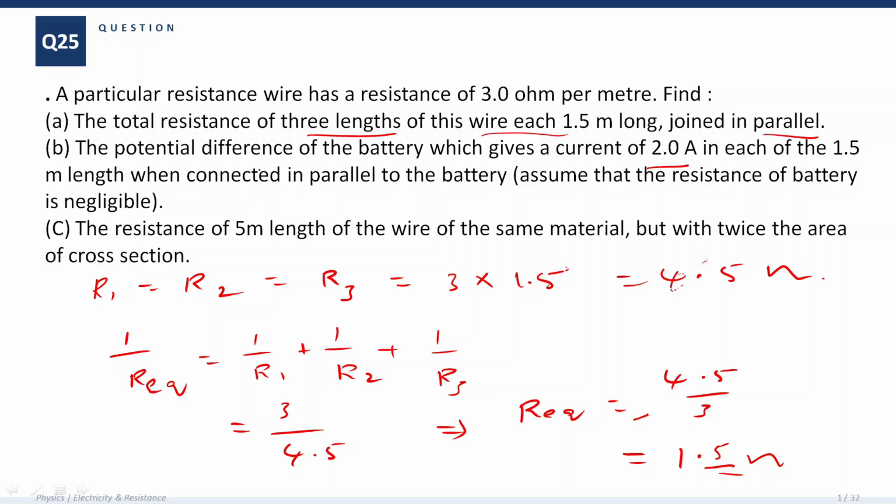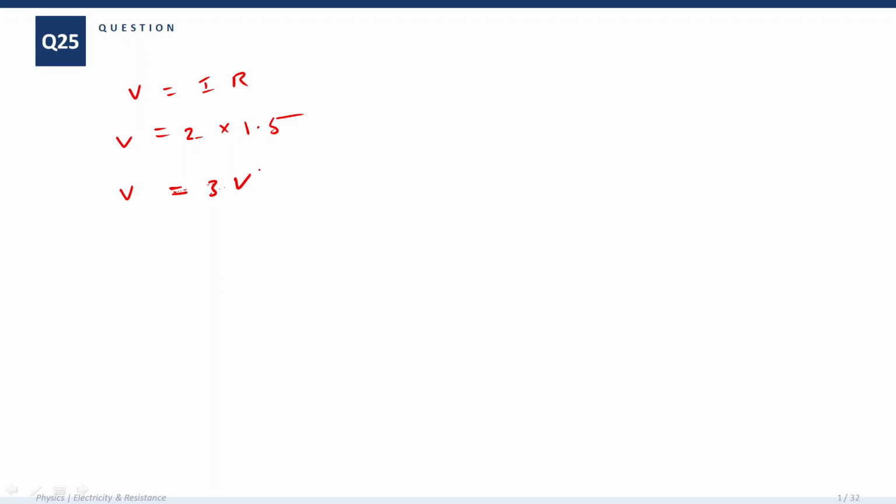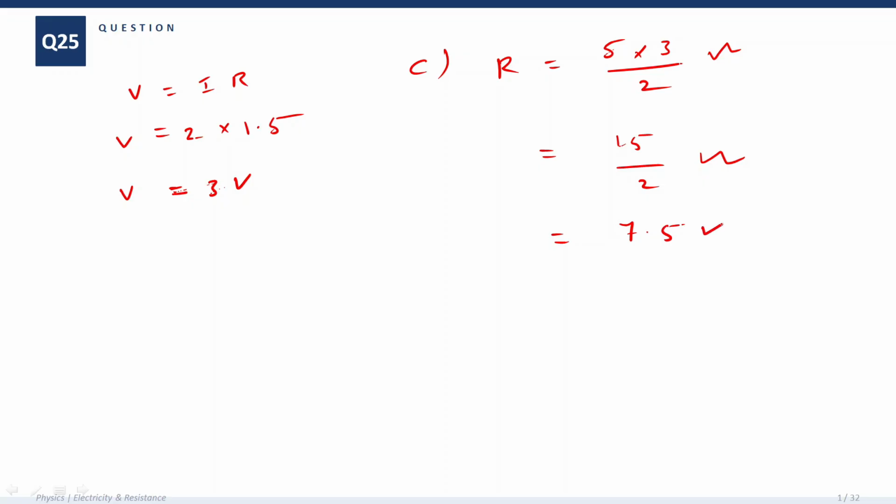Then R equal to length 5 meters, 3 ohms per meter, so 3 into 5, and the area is twice, so divided by 2 ohms. That equal to 15 by 2 ohms. That equal to 7.5 ohms.